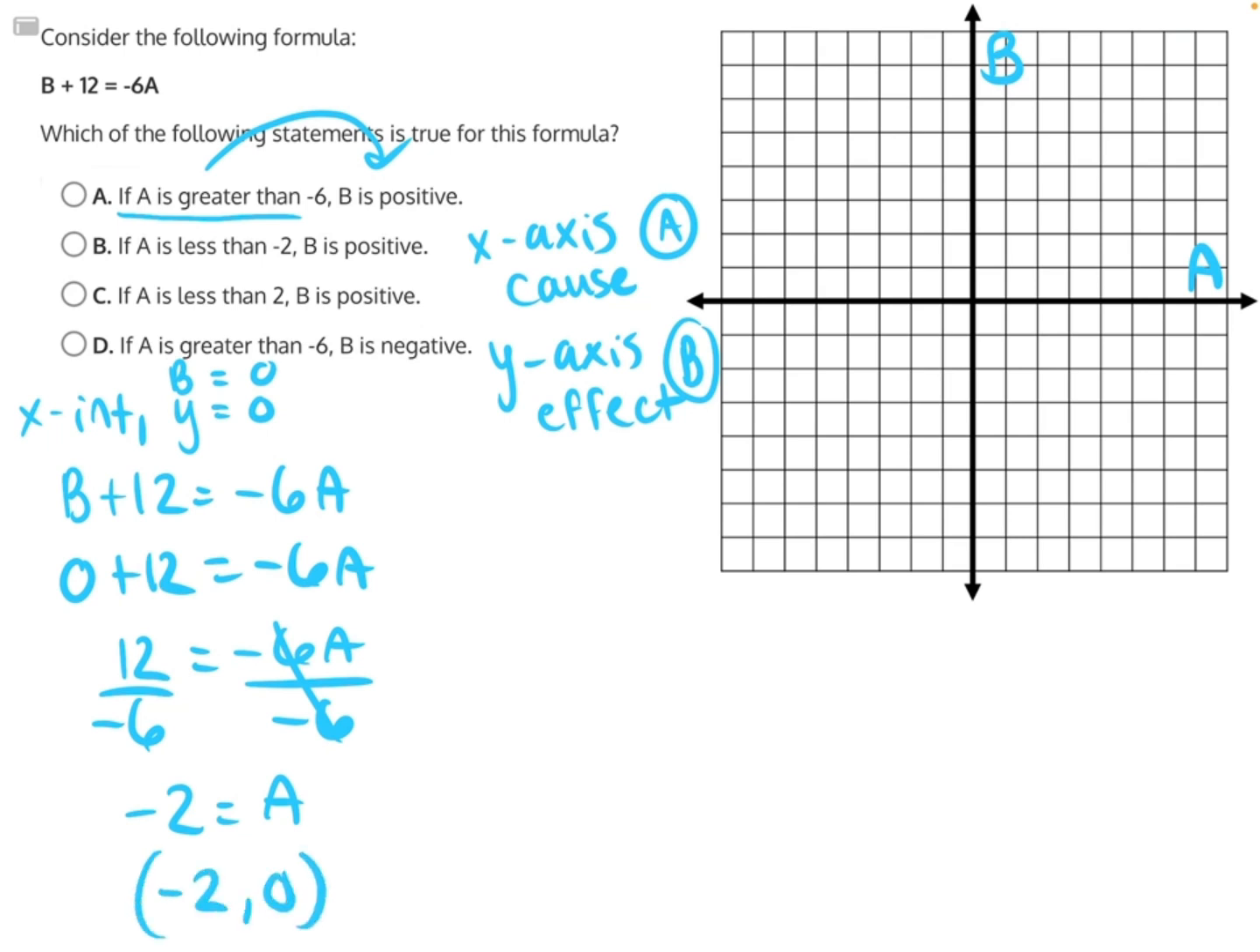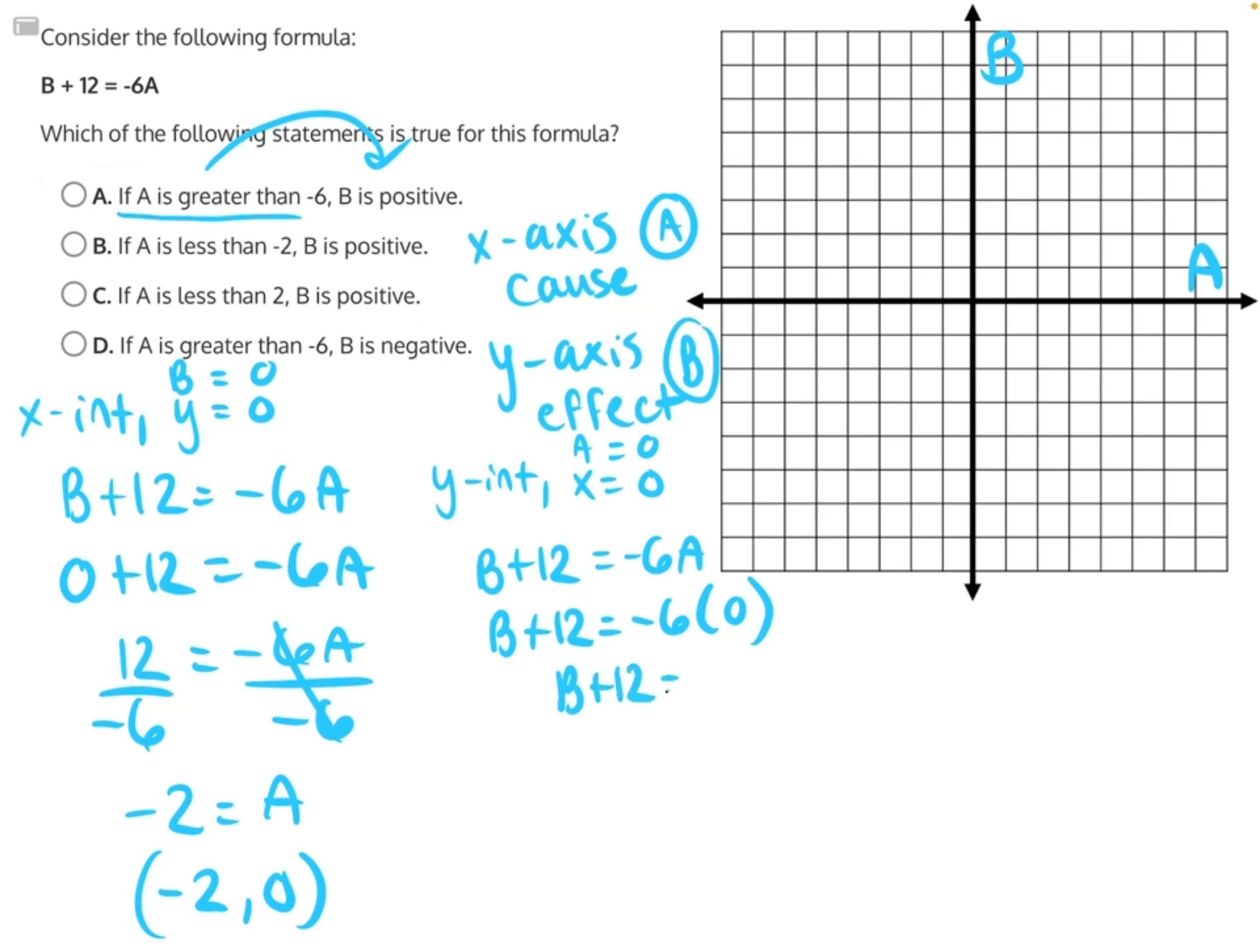Then our second intercept, our y-intercept, where x equals 0, or in this case where a equals 0, we're going to have b plus 12 equals negative 6a, and we're going to plug in 0 for a. We have negative 6 times 0, which will just give us 0. Then 12 is being added here, so we can do the opposite and subtract 12 from both sides. These will cancel, leaving us with b equals negative 12. So our second coordinate point will be 0, negative 12.